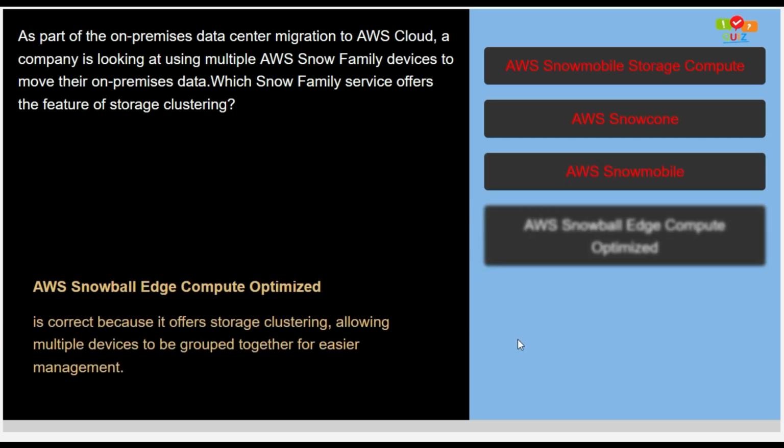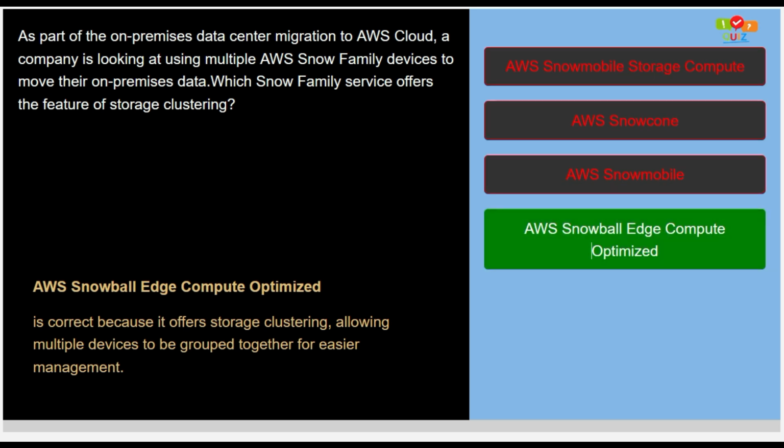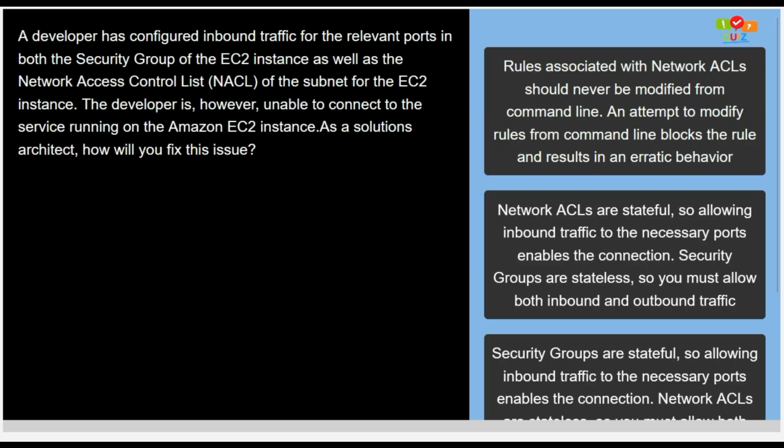And lastly, you have option 4, which is AWS Snowball Edge Compute Optimized, is correct because it offers storage clustering, allowing multiple devices to be grouped together for easier management. Okay, this is why your option number 4 is the correct answer. Okay, hope you got it. Let us go to our next question.